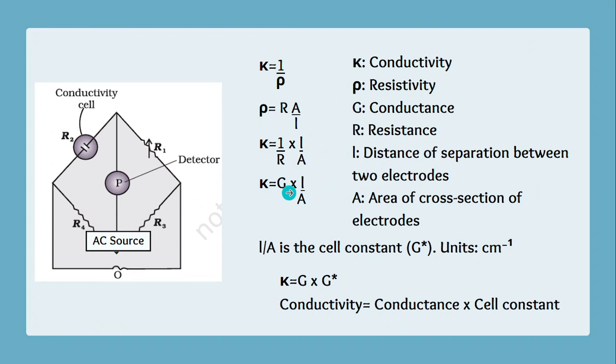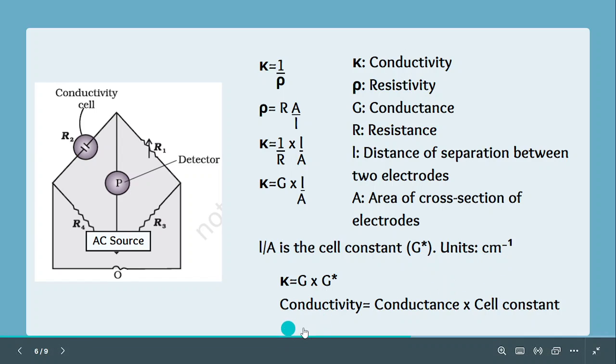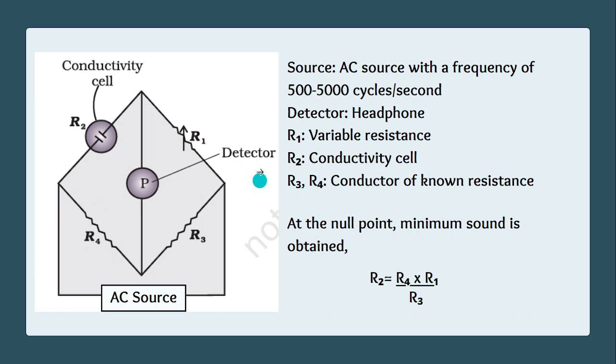So we are able to calculate the conductivity equals conductance, that is G, into L by A, which is the cell constant. The cell constant unit is centimeter inverse, because if you think about it, length is centimeter, area is centimeter square, so you're left with centimeter inverse. So conductivity is equal to conductance into the cell constant. What we're doing till now, in the previous slide, we saw that we are able to calculate the resistance, right?